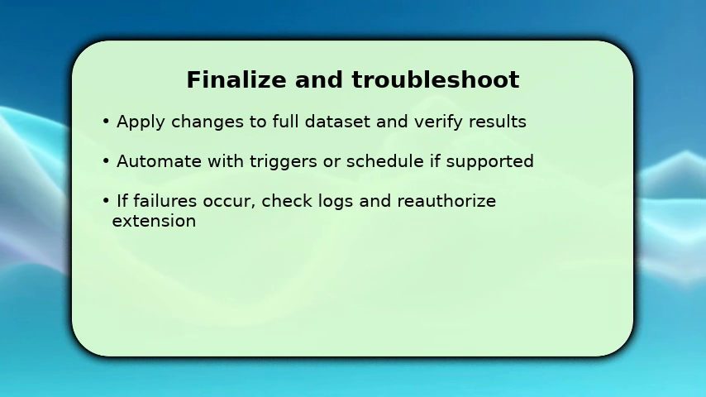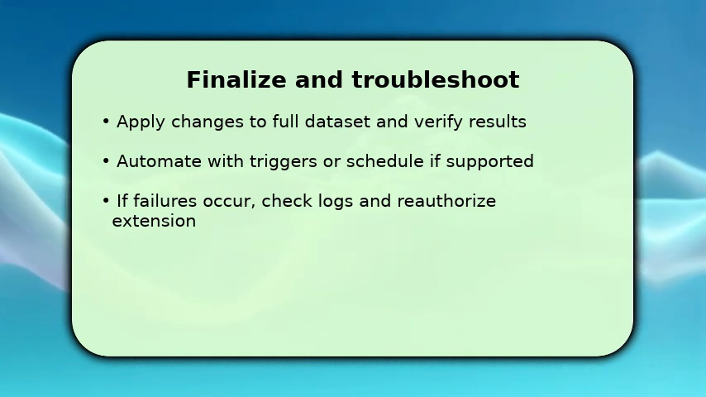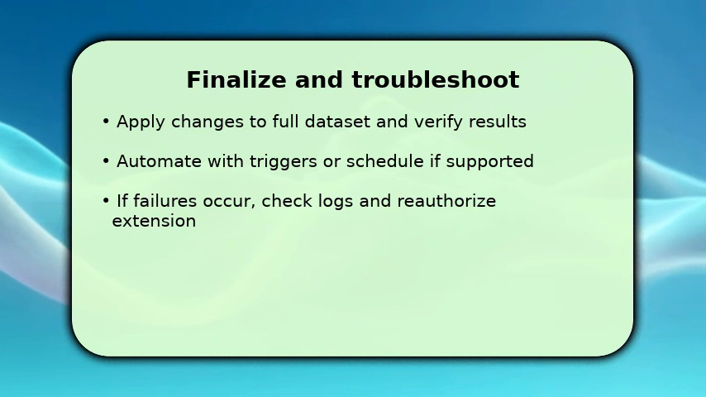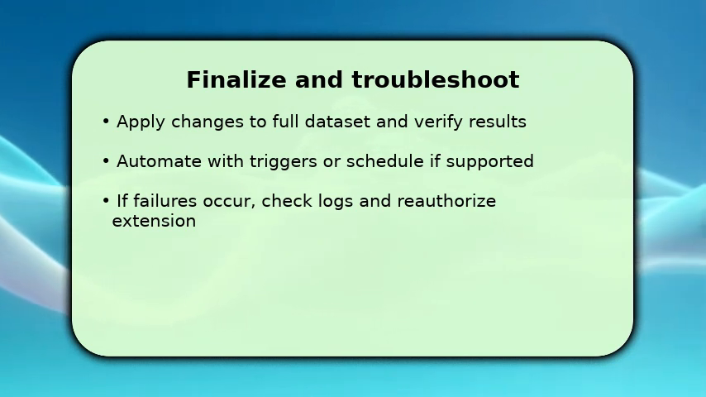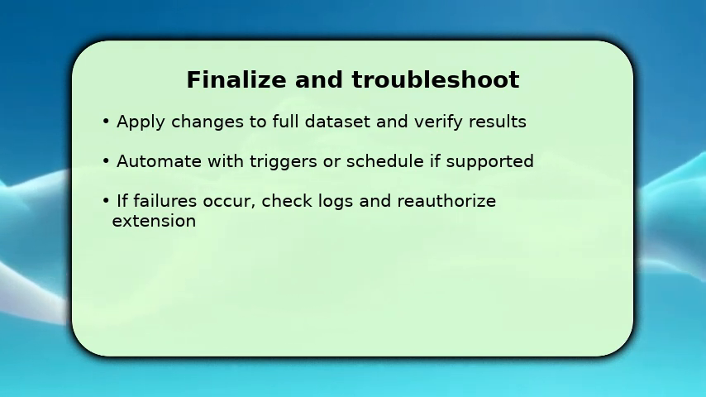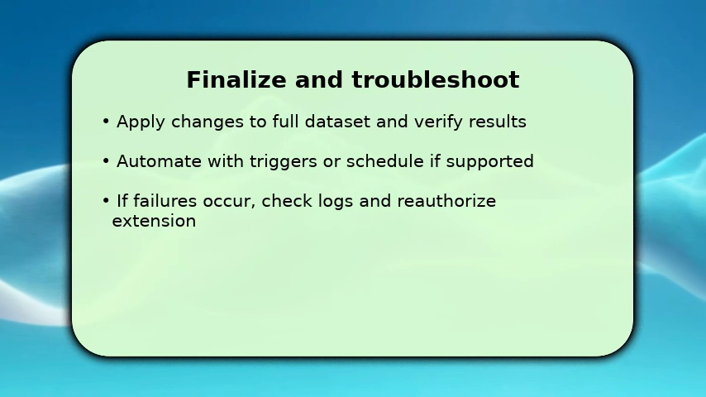Once satisfied, enable automation. Set triggers or a schedule if the extension supports it and document the workflow for future use. If the extension fails or returns errors, check the extension logs, clear cache, and reauthorize account access.